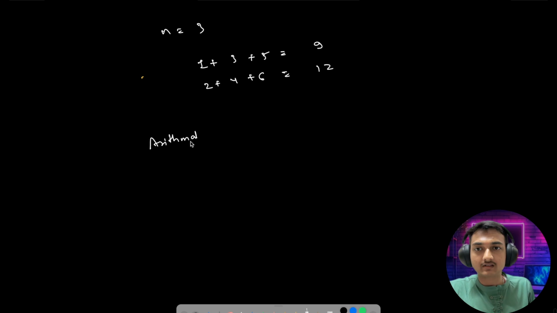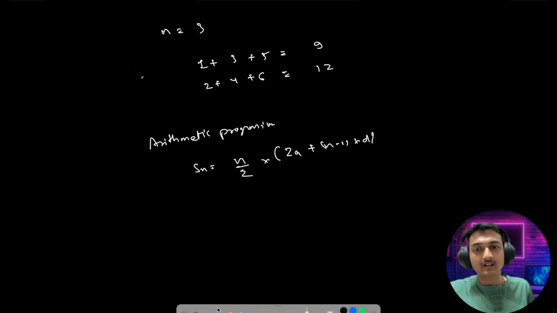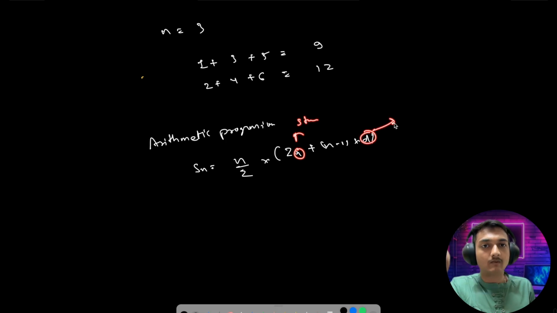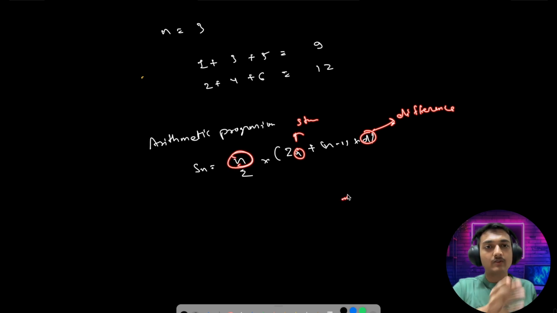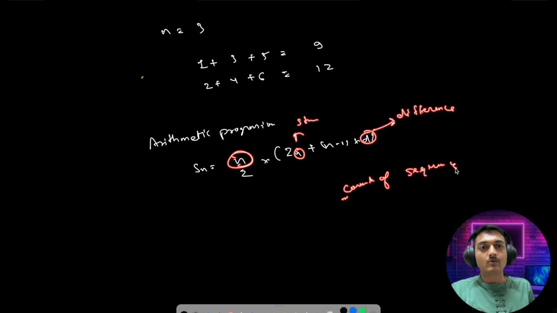Okay, the formula looks like n by 2 into 2a plus n minus 1 into d. You guys are going to get nostalgia. Let me revise: a is the starting term, and d is the jumping parameter, the difference between each two numbers, between the first two numbers. And n is the count of numbers in the sequence. I hope this is clear.